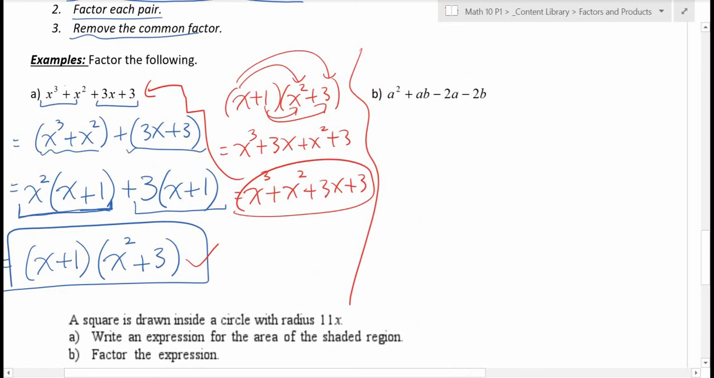For part B, we don't actually need to rewrite the order. So this one is not that bad. Why don't you give it a try? These two are the groups. Oh, the minus sign there though. Be careful. Give it a try. You can pause the video and I'll show you in a bit.